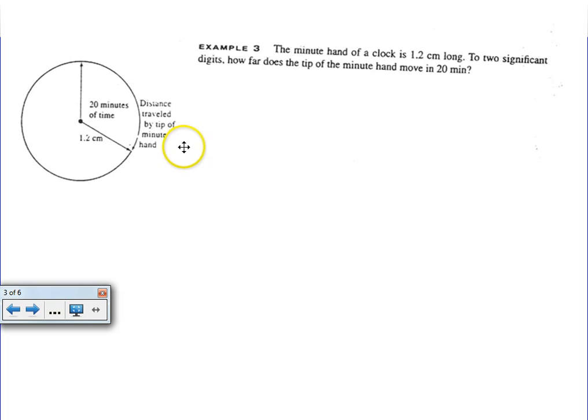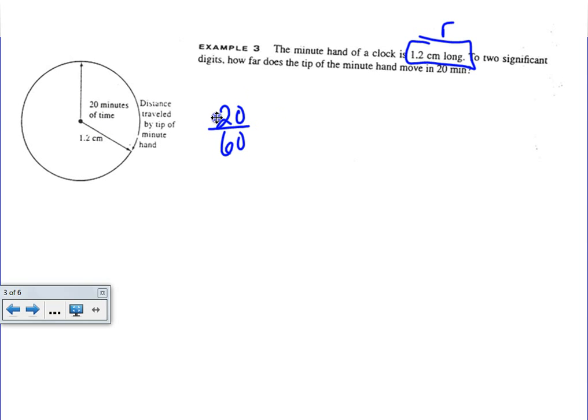So we have a clock, and the minute hand of the clock is 1.2 centimeters long. We're going to use that as our radius in this problem. To 2 sig figs, how far does the tip of the minute hand move in 20 minutes? So first I want you to think about a clock. 20 minutes is a third of a rotation because it's 20 out of 60.